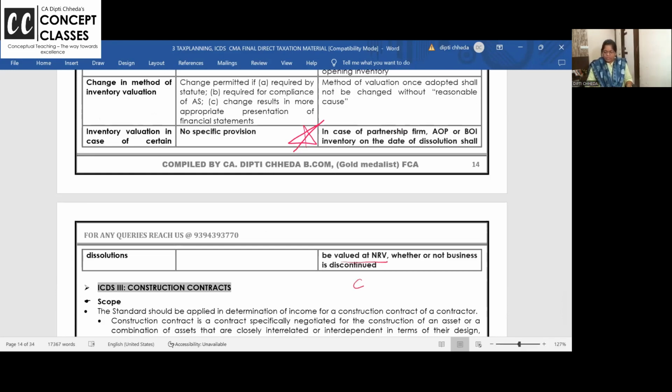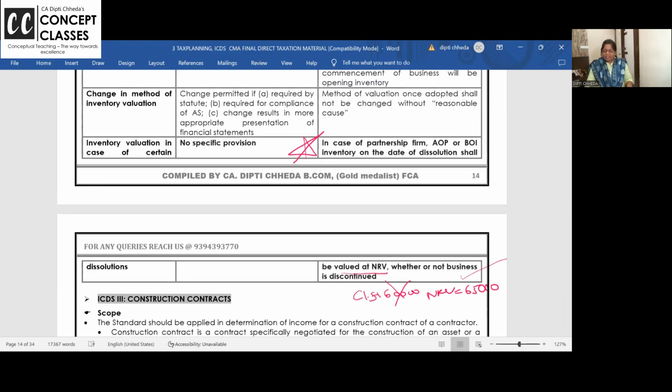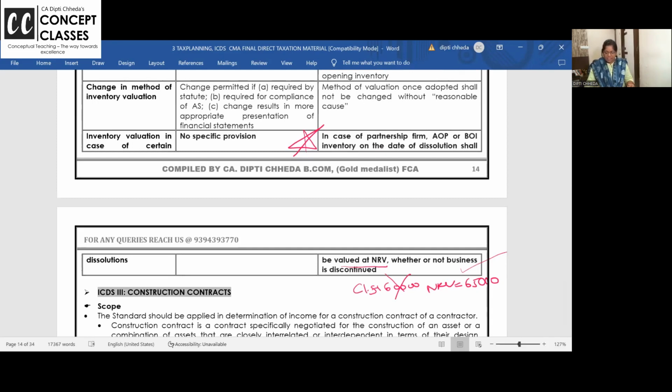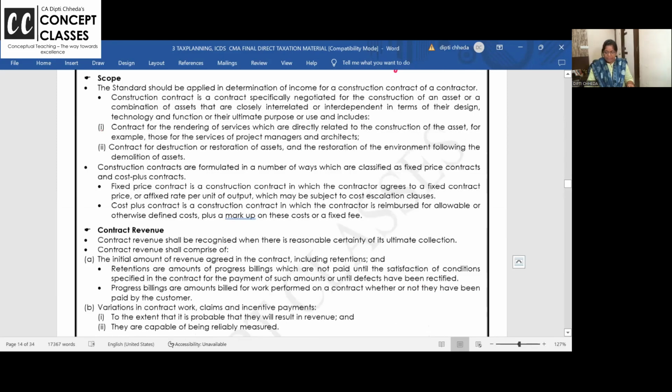So if the closing stock is 60,000 and NRV is 65,000, ma'am, cost or NRV, whichever is lower, is the answer? No. You will have to value the closing stock at the NRV or market value, whenever in case of partnership firm or AOP there is a dissolution. Maybe the same business is continued and one of the proprietors is taking over, that doesn't matter.